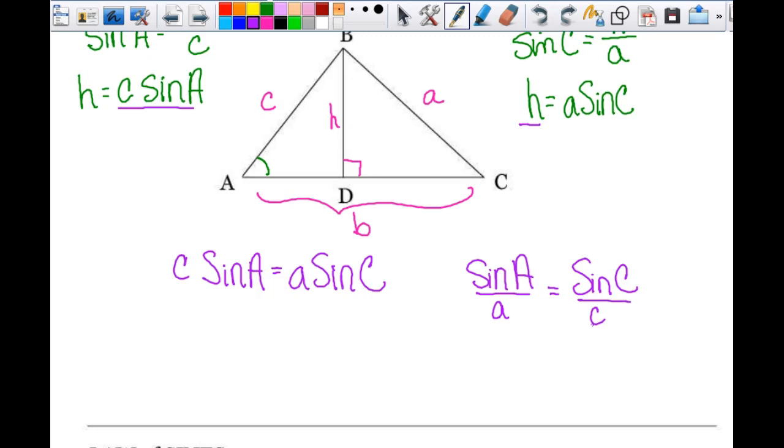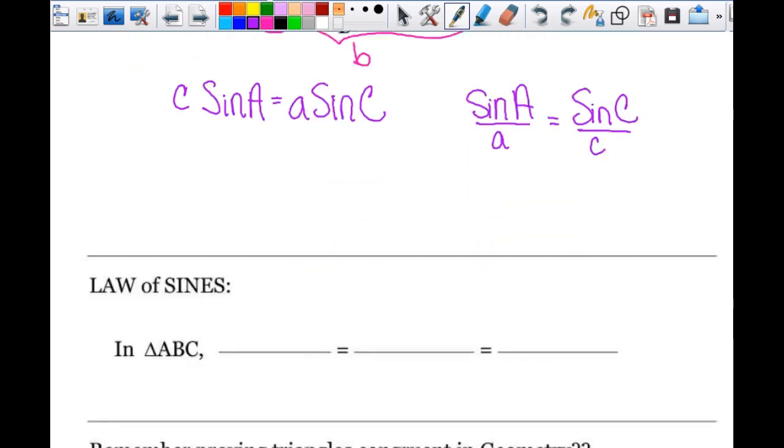Does that make sense? So at least the letters go with each other. Sometimes you will see it written with A over the sine of A, C over the sine of C, and that's fine because that's the same thing, right? As long as I flip the whole thing, it's the same. So, you could see it either way, and we're going to go with this one.